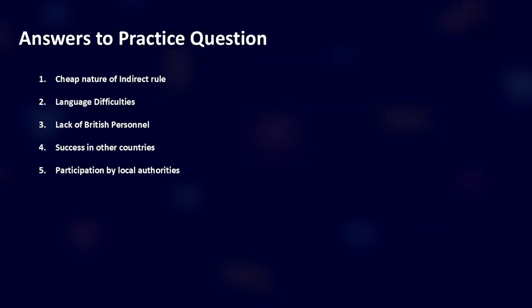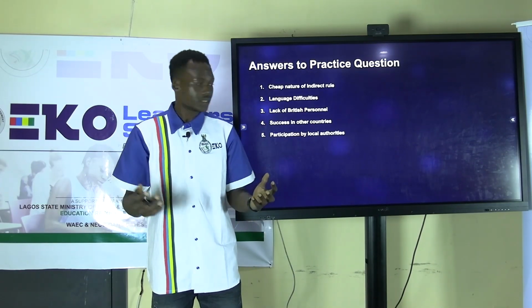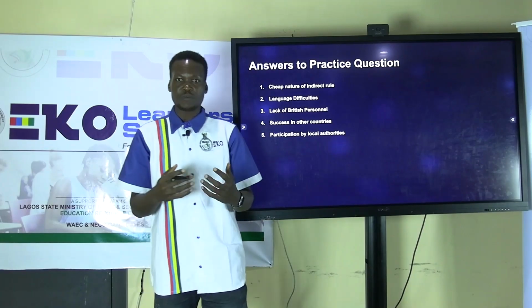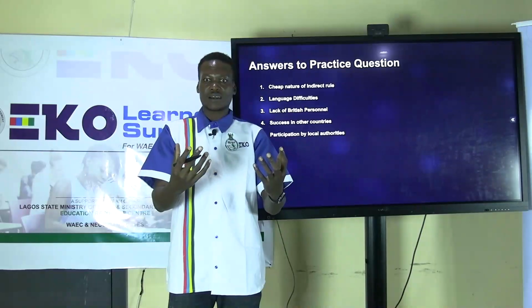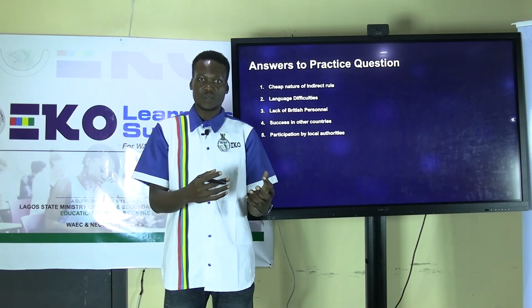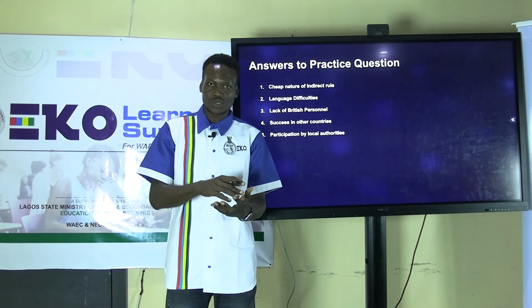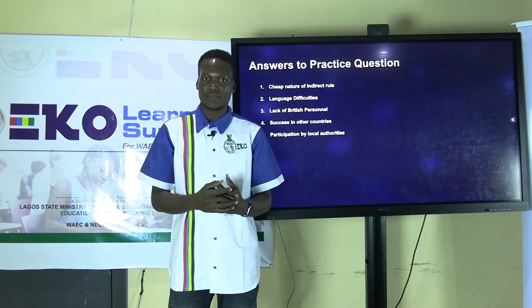Also, success in other countries. I said earlier that the indirect rule system succeeded in some countries like Ghana, among others. And lastly, participation by local authority. The British ensured that they carried the local authorities along in order to stop the people from going against them.